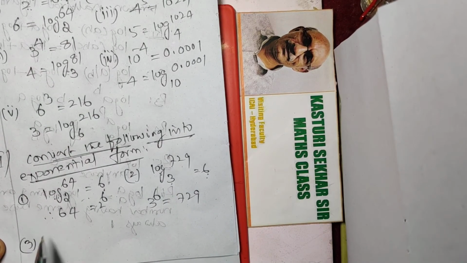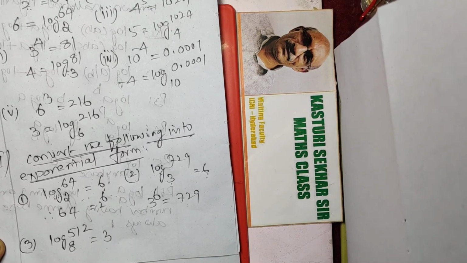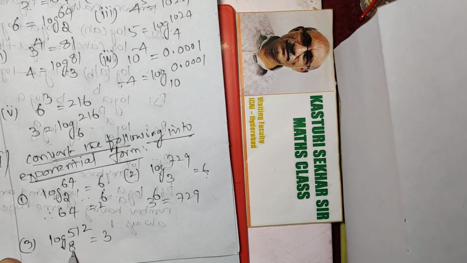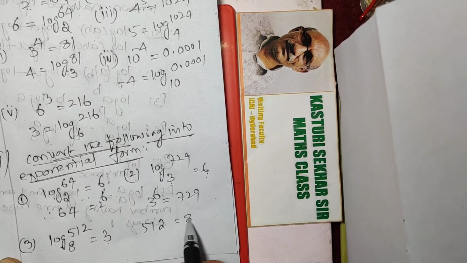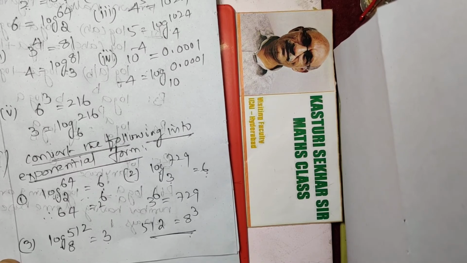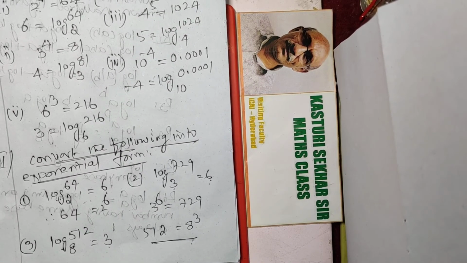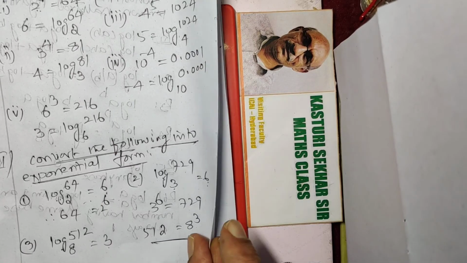Look at the question number 3. Log 512 to the base 8 is equal to 3. Remove this log. Then this base will become base to this number. 512 is 8 to the power of 3. Okay, sir. This is type 2. One more question I'll take up.